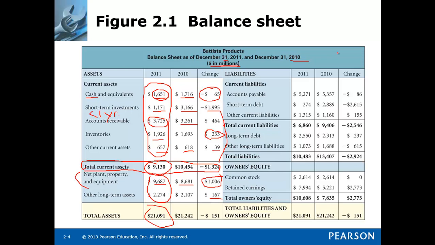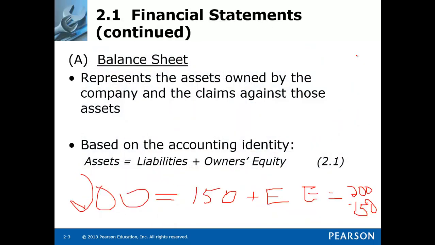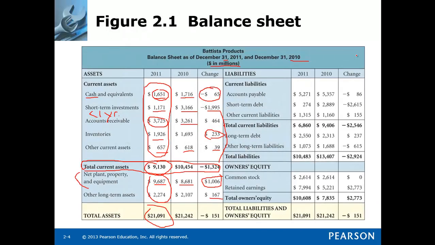Now, looking at the liabilities of the company, we can see that the liabilities are anything that is held or claims against the company or claims against the company's assets. Accounts payable refers to the bills a company has to pay. These bills can be salaries, they could be utility bills, they could be insurance.